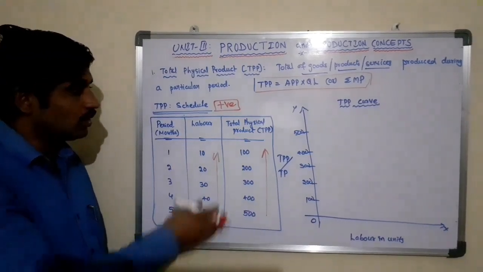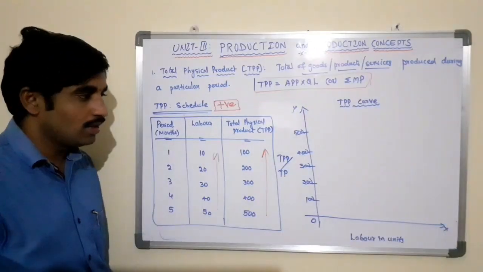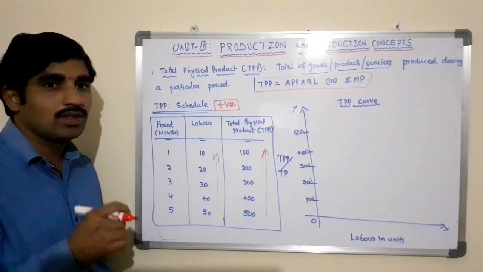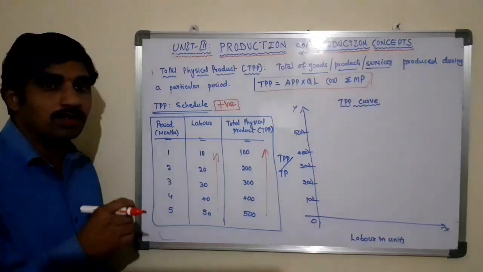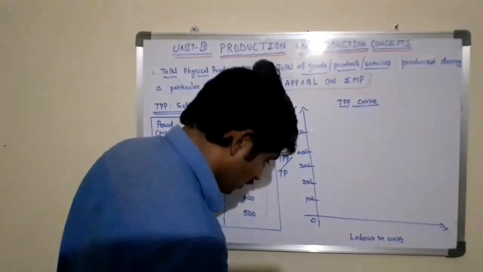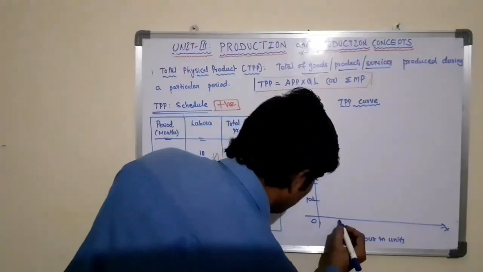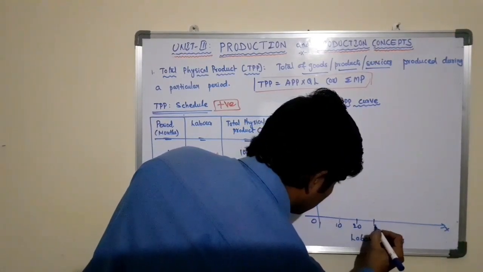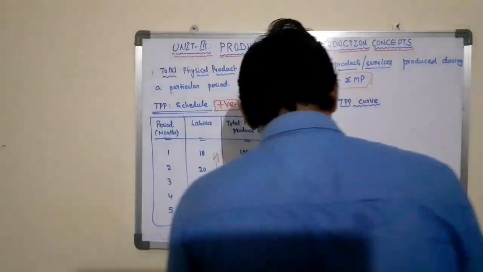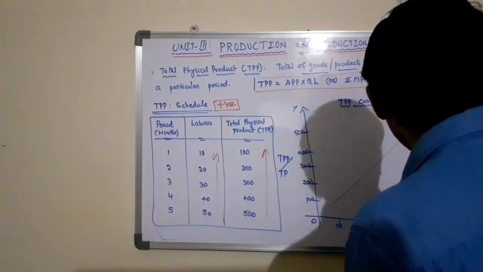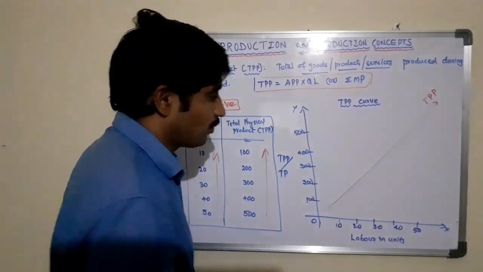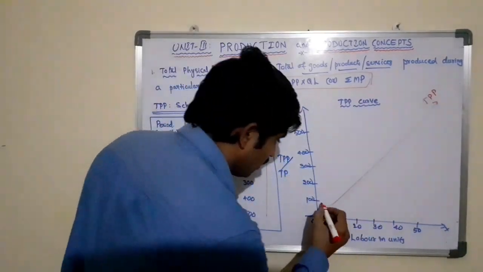Hence we can conclude that there is a positive relationship between these two. Wherever there is a positive relationship between two variables, the curve always flows from left to right upward. Here the labor in units is 10, 20, 30, 40 and 50. As there is a positive relationship between these two, the curve always flows from left to right upward, that is, the total physical product curve flows from left to right upward.